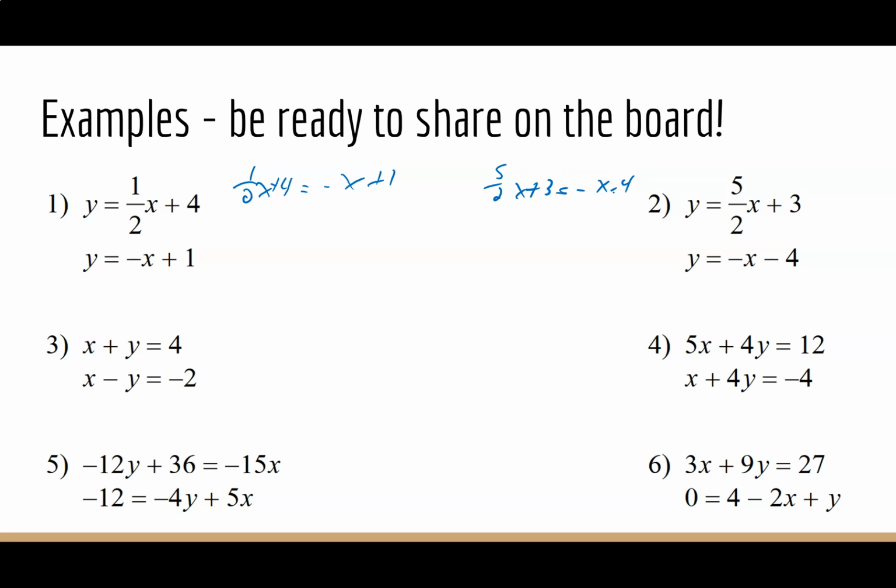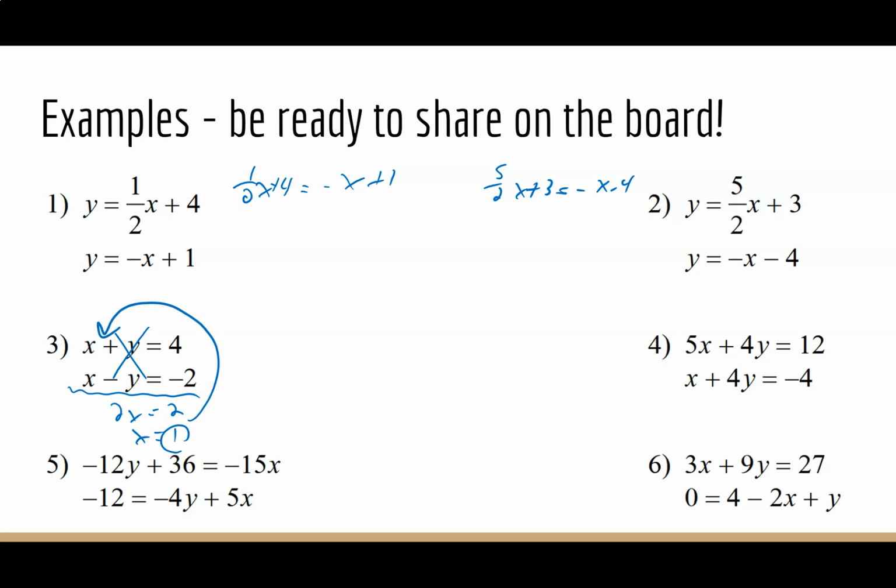Number 3 and number 4 are both set up pretty decently for elimination because number 3, when I squish it down, the y's cancel, I get 2x equals 2, so x equals 1, already have one of the numbers. Take that, plug it in, finish it up from there.